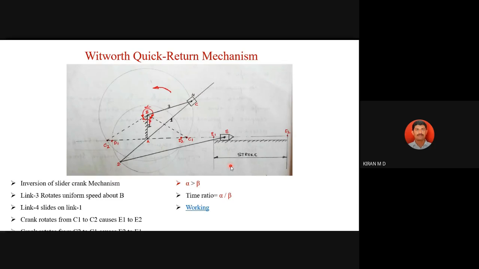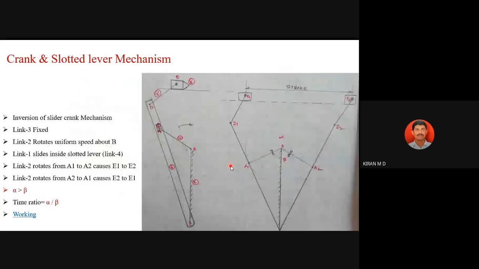So next is crank and slotted lever mechanism. It is the inversion of slider crank mechanism. Here link 3 is fixed. Link 2 rotates about B. Link 4 has the slot and link 1 slides on the slotted lever.